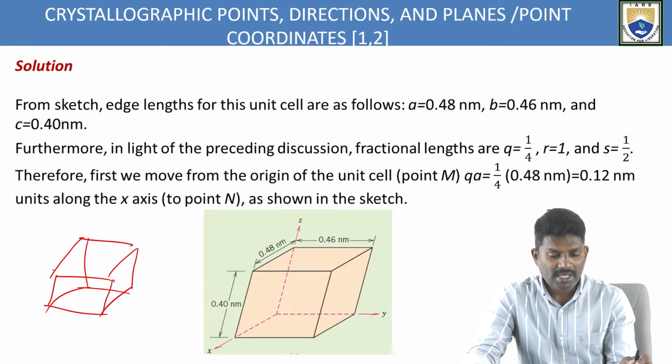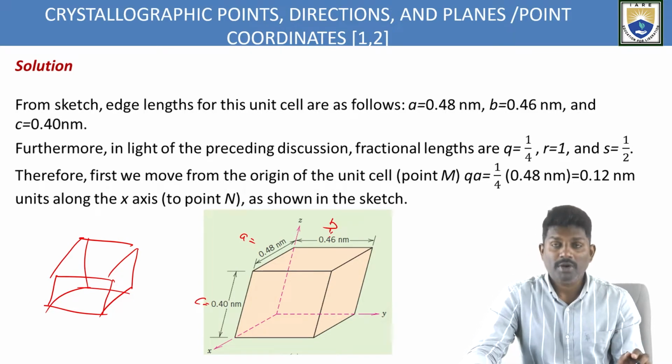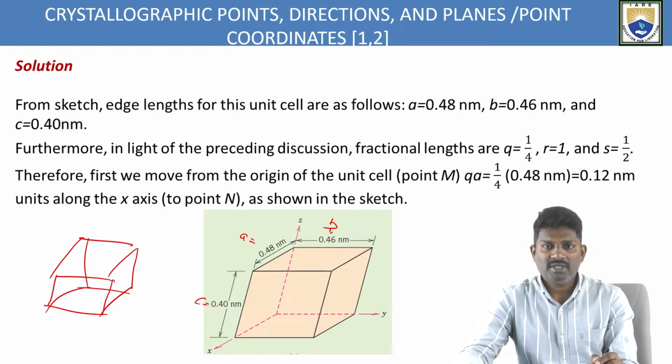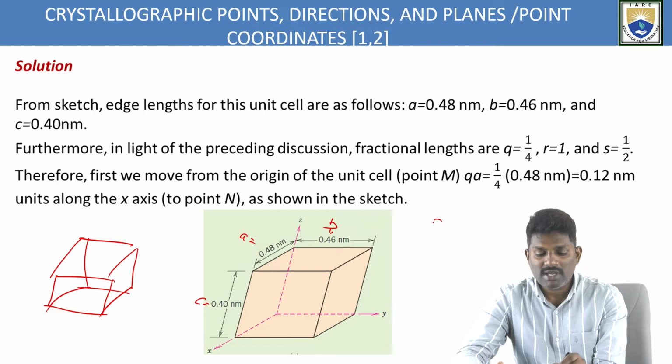Okay, so this is the A. A is given as 0.48, B is 0.46, and C is 0.4 nanometers. So this is the edge length of the unit cell along x, y, z direction. Now, further if you proceed, the fractions we are given, the q, r, s values as 1 by 4, 1 and 1 by 2. So these are the points given to us.